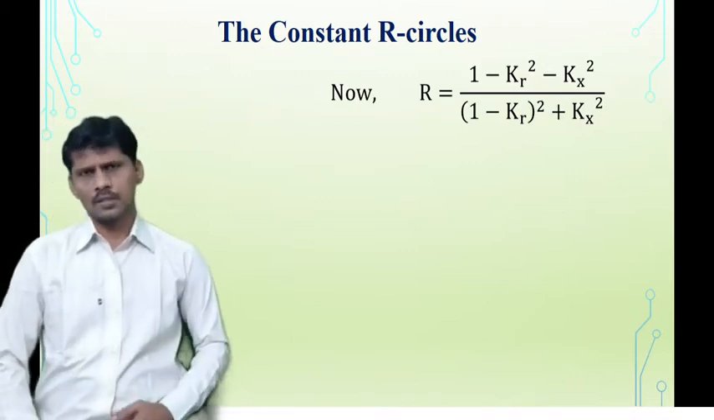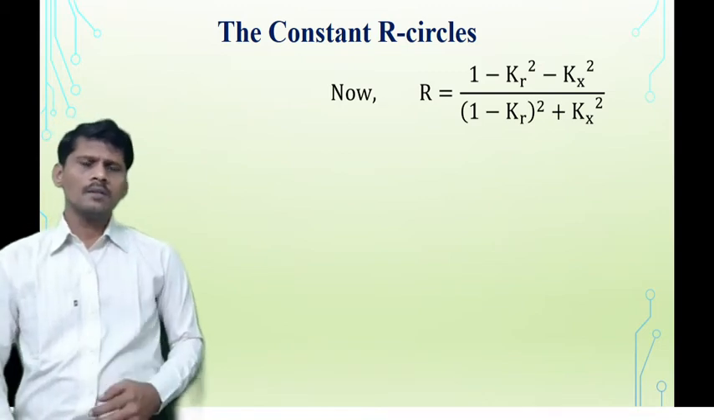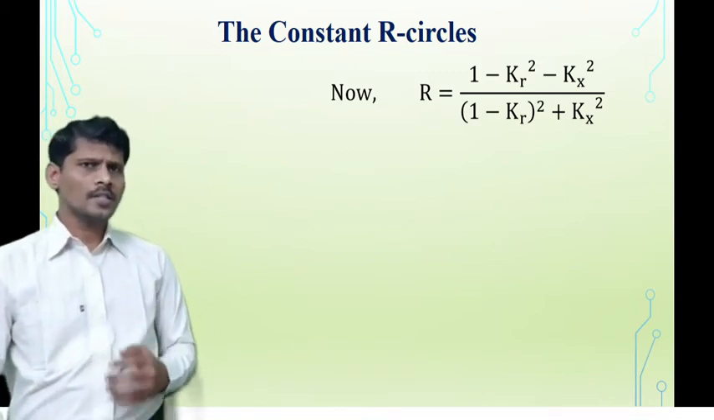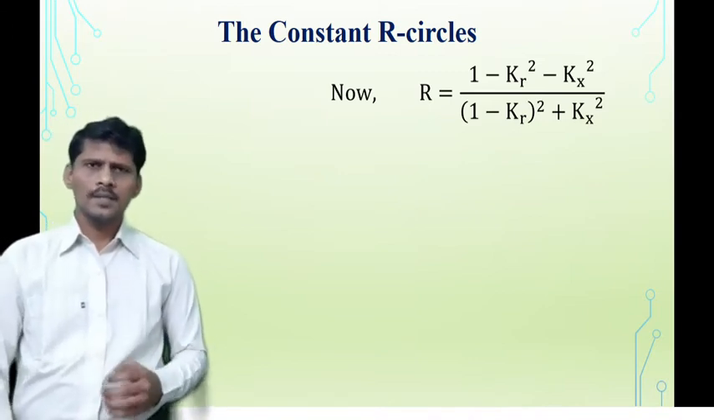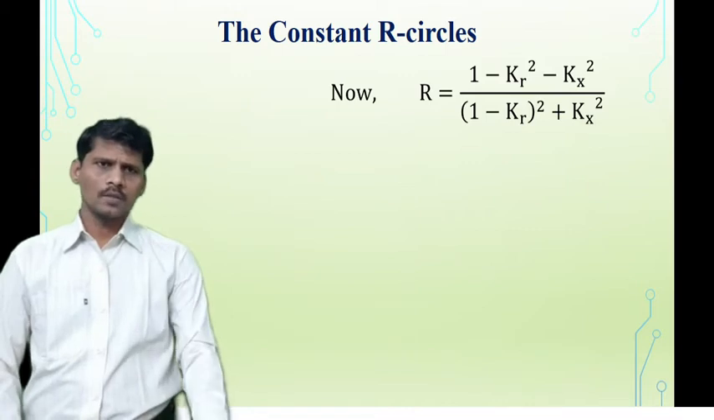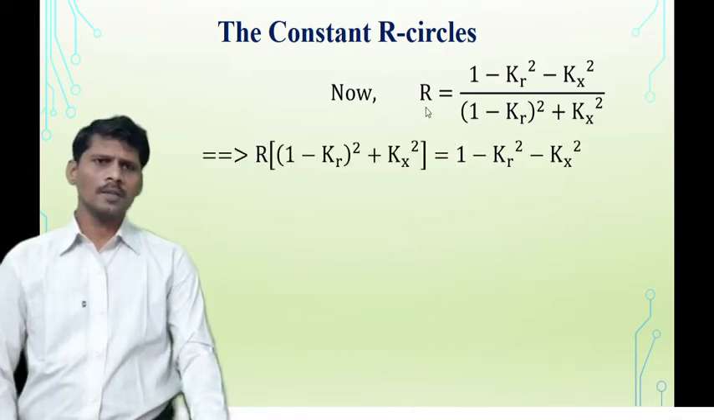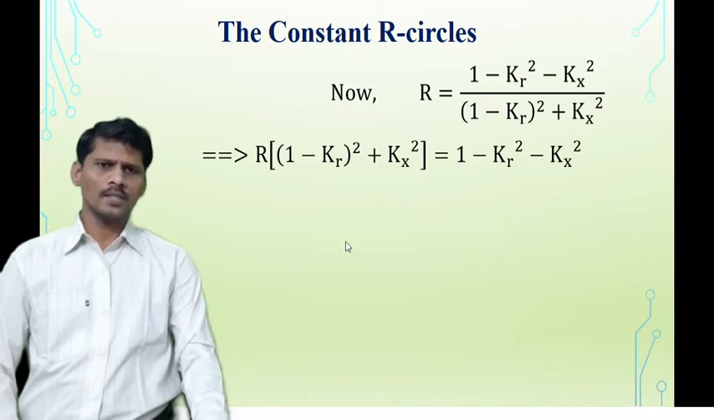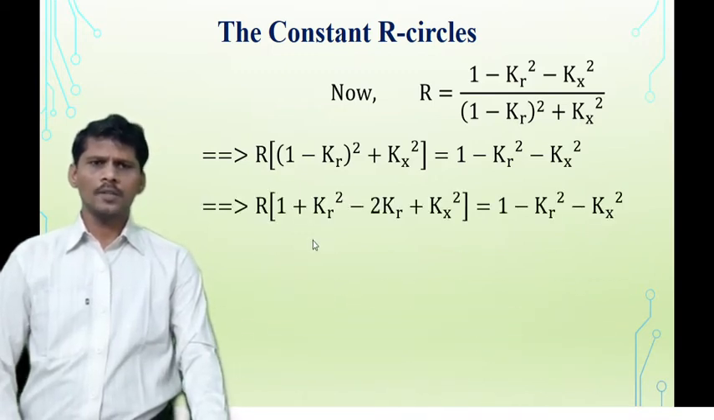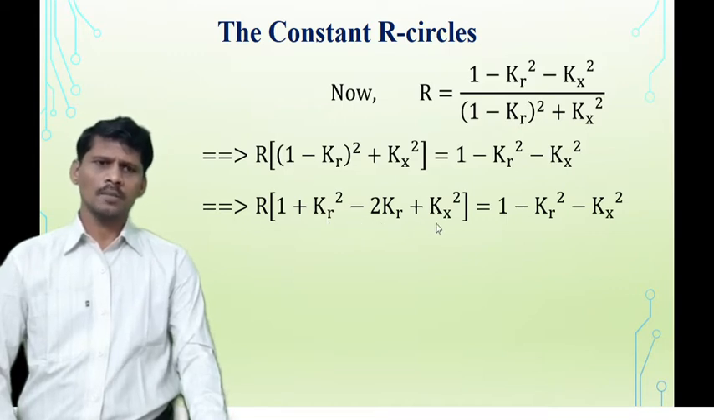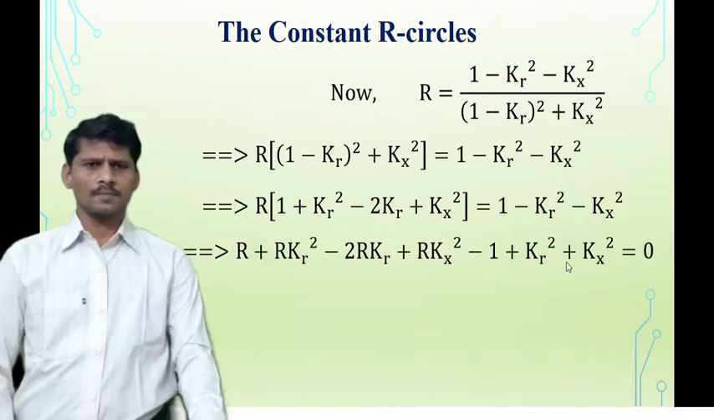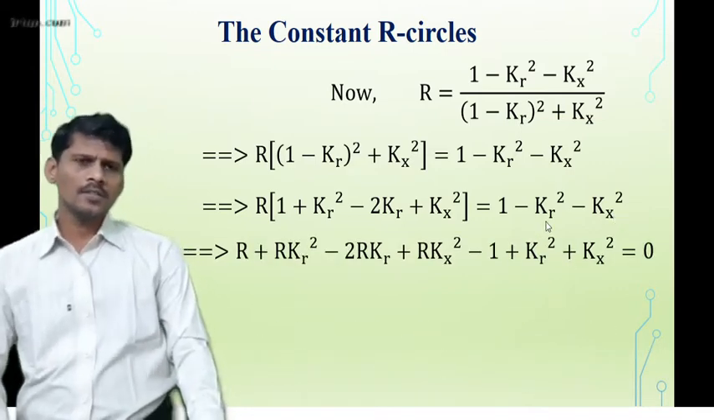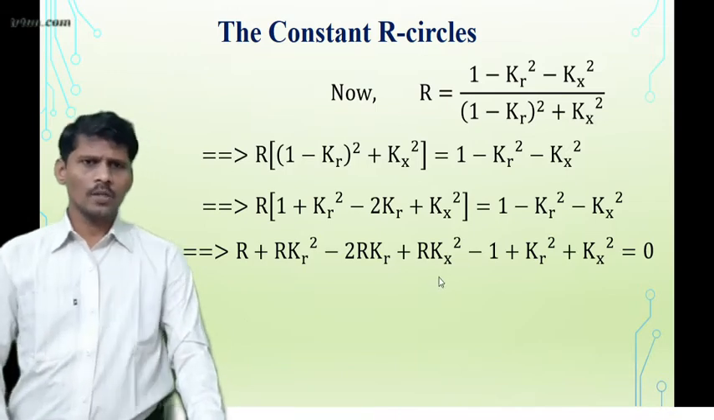So what is the family of the constant R circles? The resistance R is equal to 1 minus Kr square minus Kx square by 1 minus Kr whole square plus Kx square. Taking the cross multiplication, multiplying R in the denominator term, we get R into 1 plus Kr square, R plus R Kr square minus 2R Kr plus R Kx square is equal to 1 minus Kr square minus Kx square. And the RHS term is coming to the LHS side.